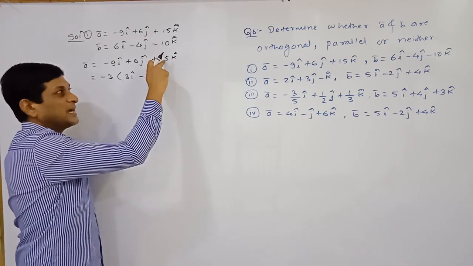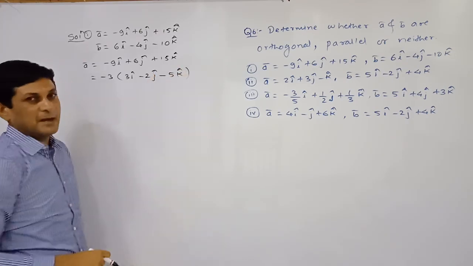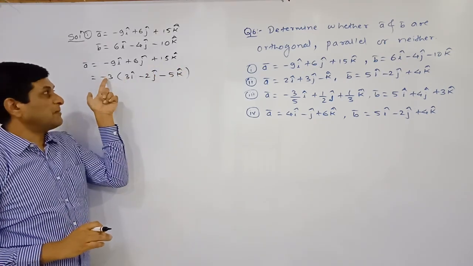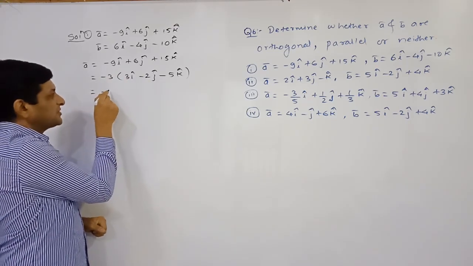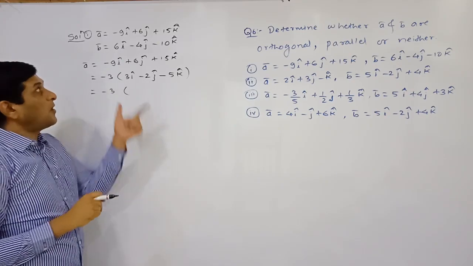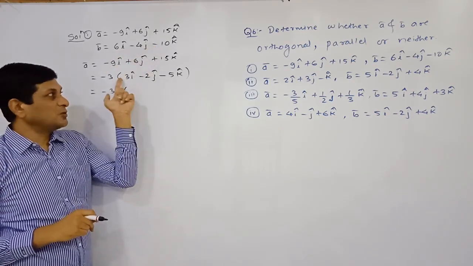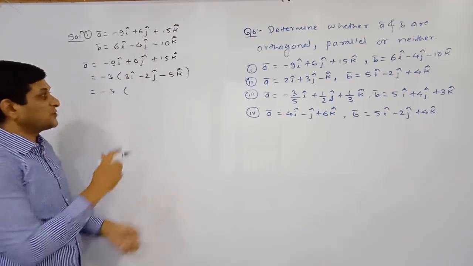Negative. We are taking 3 common, so the remaining term is what? 5i cap minus 5k cap. Simply, we have taken minus 3 common from all the terms, so which is equal to minus 3, keep it as it is. Now the value of B bar is already known to us, so we have to multiply all the terms by 2 to get this expression. That's why I'm multiplying by 2.